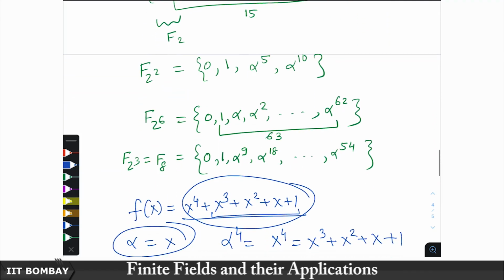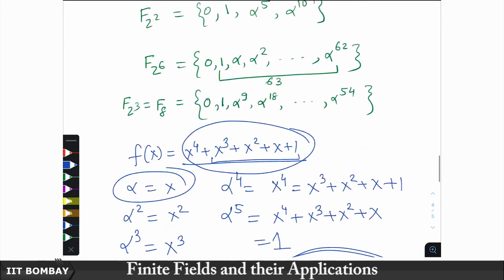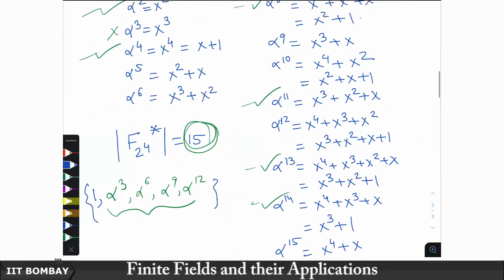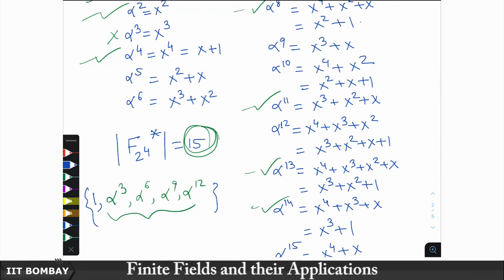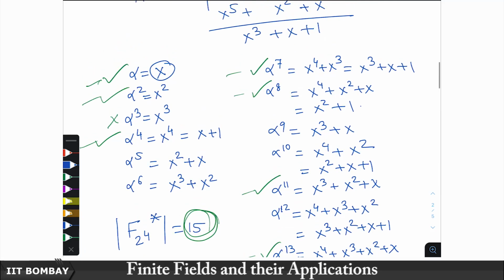So, we have seen in this lecture how to construct a finite field starting with an irreducible polynomial, and sometimes you will have that this x itself is a primitive element, sometimes not. When x is a primitive element, then that irreducible polynomial which we use to construct the field is called a primitive polynomial.